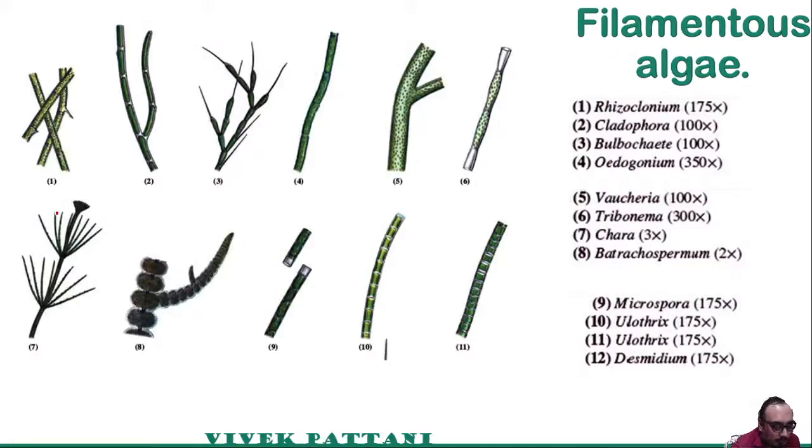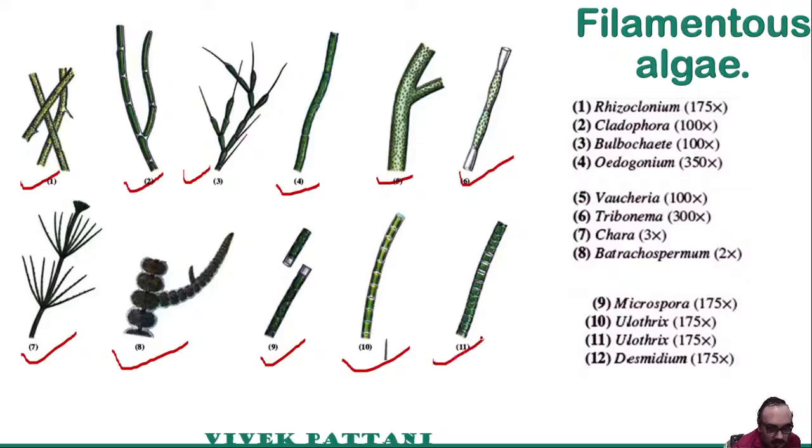Now comes the next one, filamentous algae. First one is a Rhizoclonium. Second one is the Cladophora. Third one is a Bulbochaete. The fourth one is an Oedogonium. The fifth one is Vaucheria. Sixth one is Tribonema. Seventh one is a Chara. Eighth one is a Batrachospermum. Ninth one is Microspora. 10th one is Ulothrix.